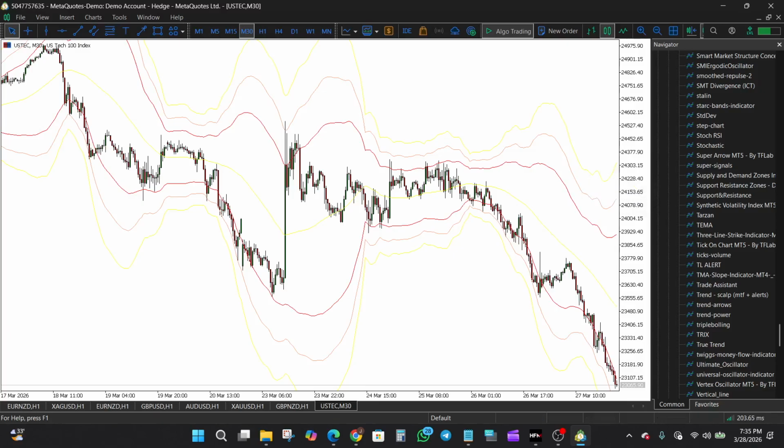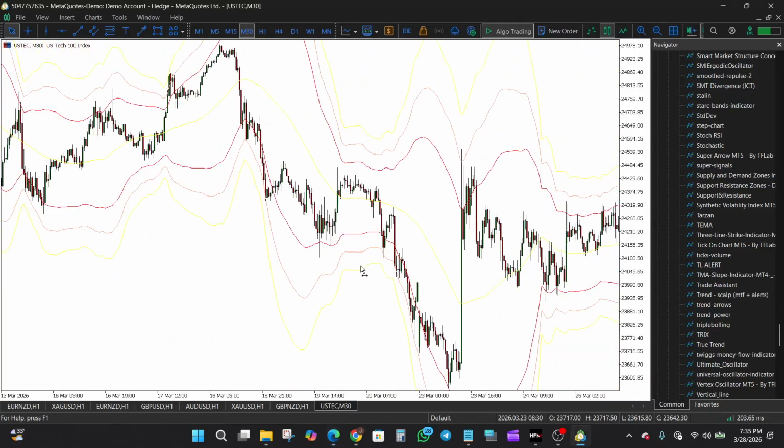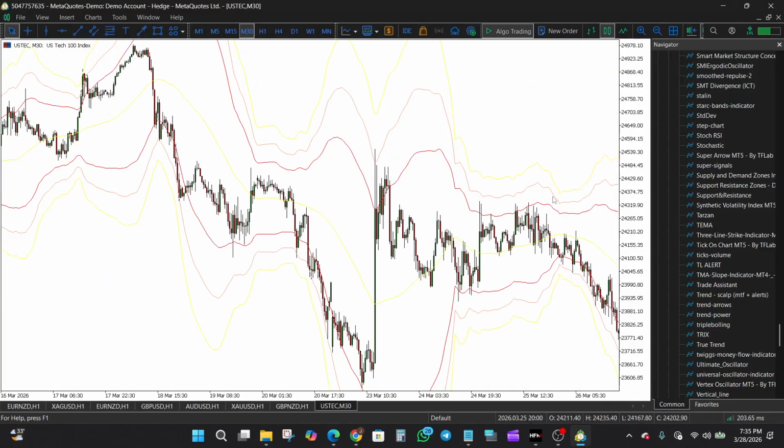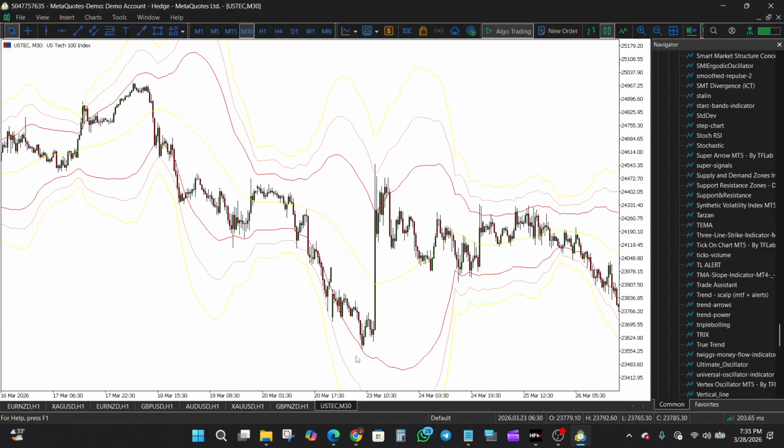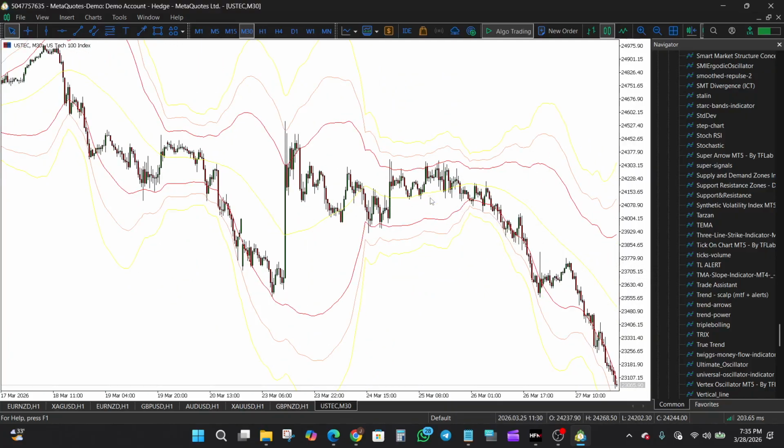Just similar to how the traditional Bollinger Bands operate, you will notice that this indicator also helps to identify volatility. When there is volatility in the market, you will notice how the bands expand. But when volatility reduces, you will see how the bands contract. So they respond to market volatility.